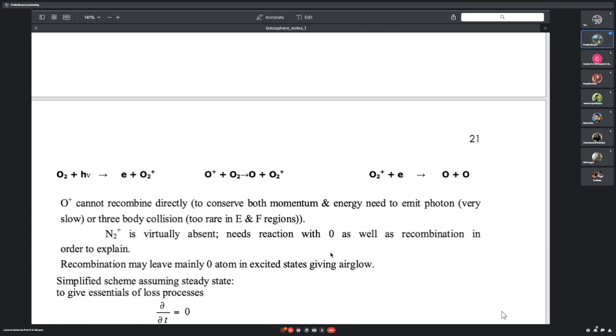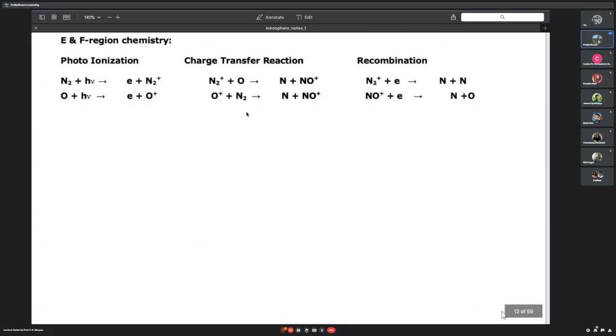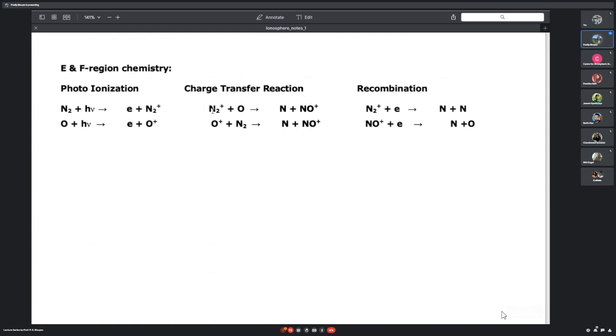Another point, N2 plus is virtually absent. N2 plus is not available in the F region because N2 is present only up to about 100 kilometers or even less, since these are heavier molecules. So the first charge transfer reaction, N2 plus plus O forming a nitrogen atom and NO plus, is very, very rare in the F region. Therefore, in the F region, NO plus will form only through this reaction, O plus plus N2, O plus combining with a nitrogen molecule, giving you NO plus and a nitrogen atom.